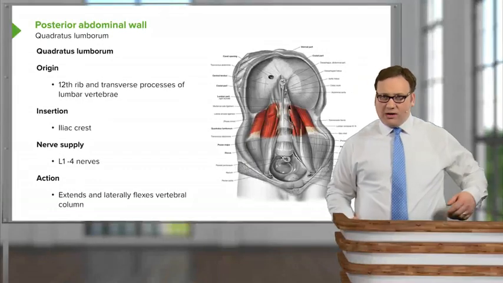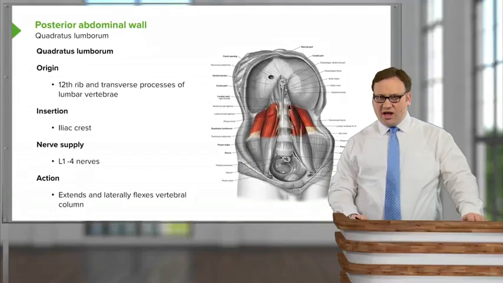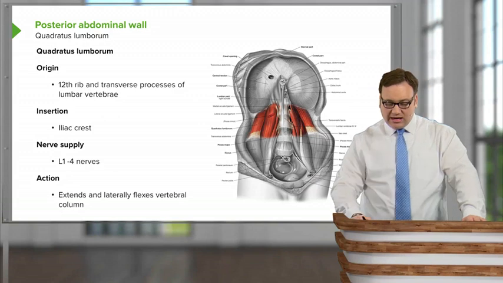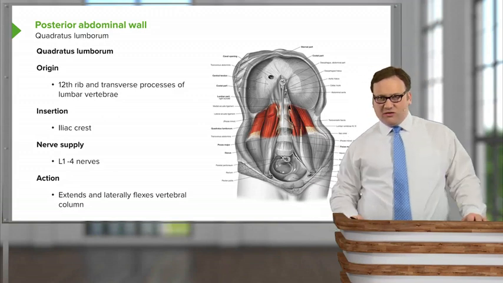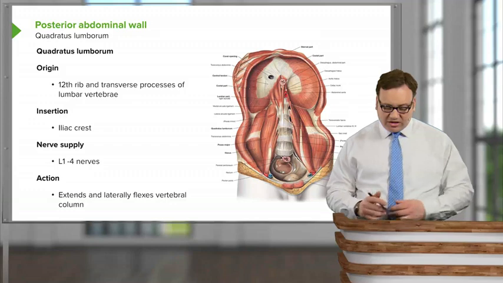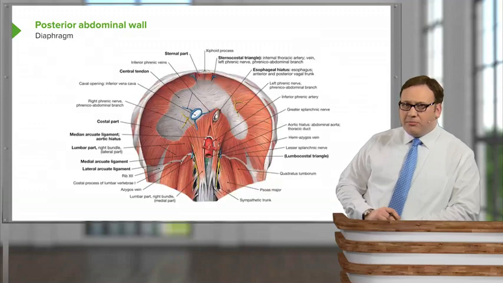It's supplied by L1, 2, 3, 4 nerves, and it's important in extending and laterally flexing the vertebral column. So here we can see quadratus lumborum.